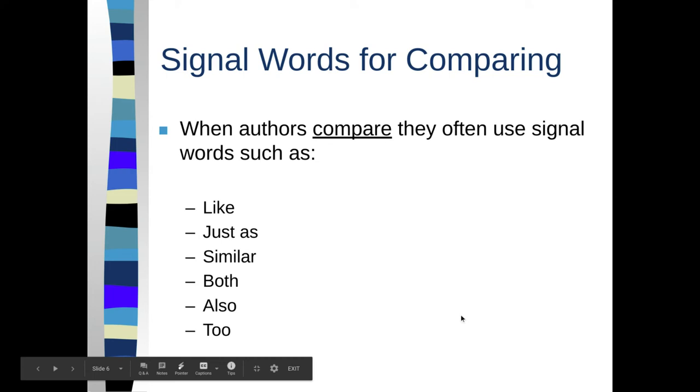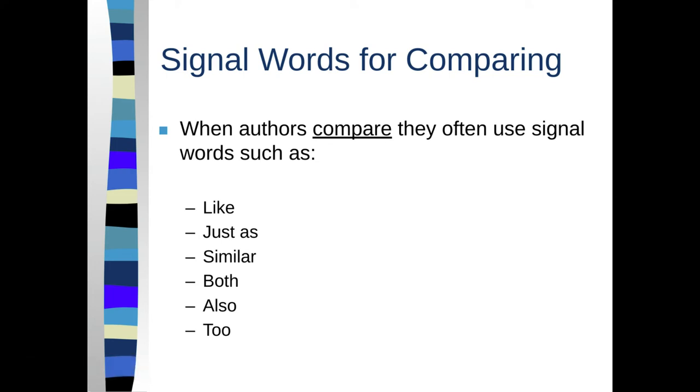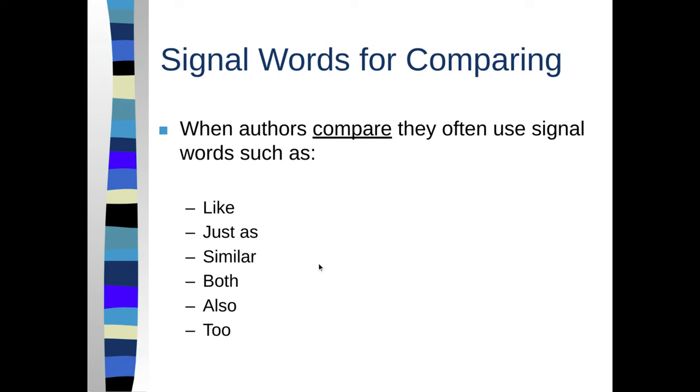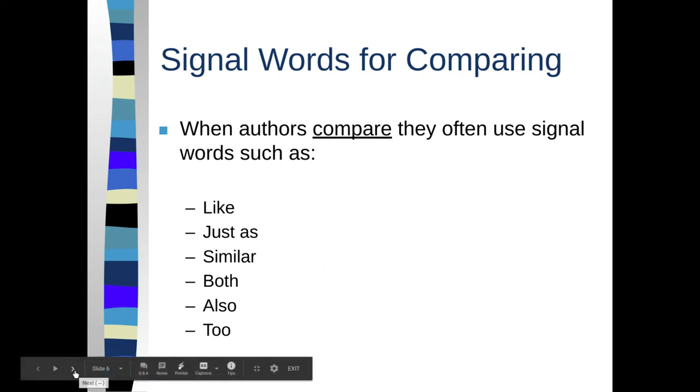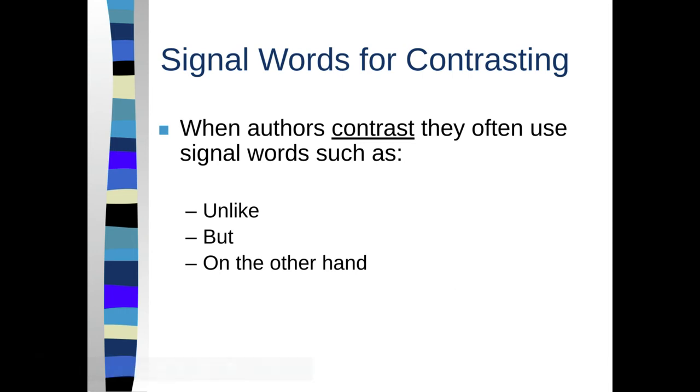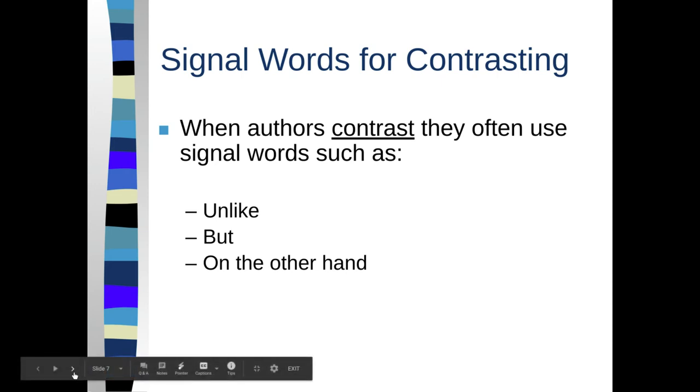Here are some signal words for comparing. When authors compare or look at how things are the same or similar, they often use these signal words, such as like, just as, similar, both, also, too. Here are some signal words for contrasting. Remember, contrasting means how they're not alike or how they're not the same or how they're different. When authors contrast, they often use signal words such as unlike, but, and on the other hand.